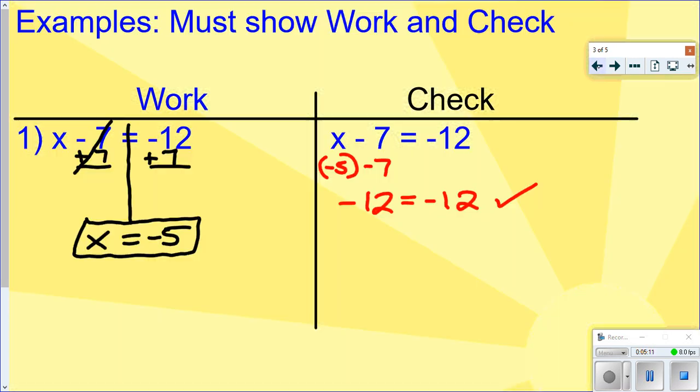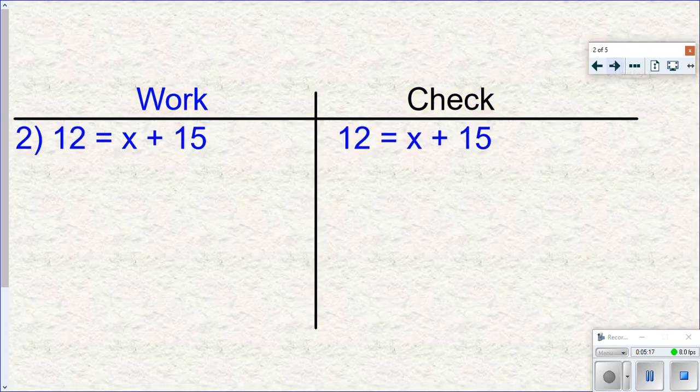On the last one, let me go back to this. The variable was on the left side, so that's where I was focused. So I was looking over here. Now the variable's on the right side, and so I'm focused over here. So I want to get this variable by itself. If I want to get it by itself, that means I need to get rid of this plus 15.